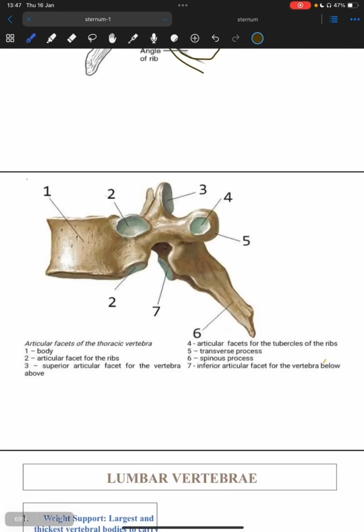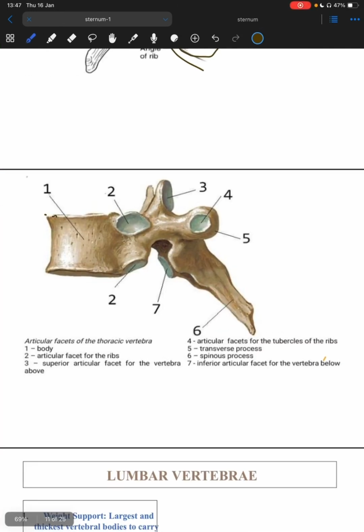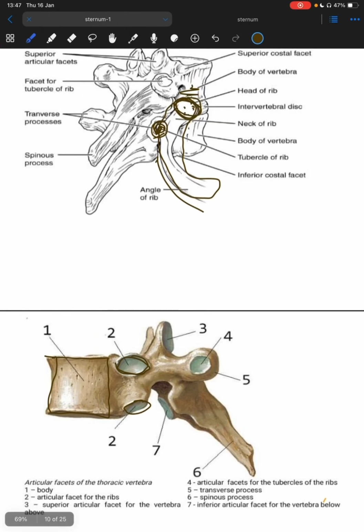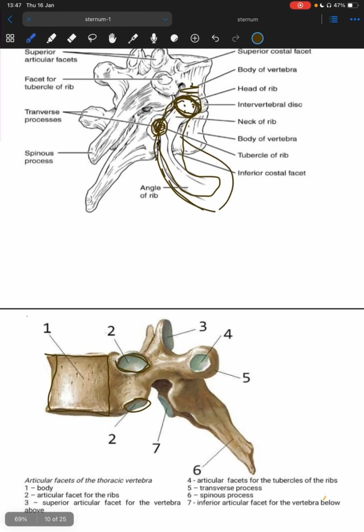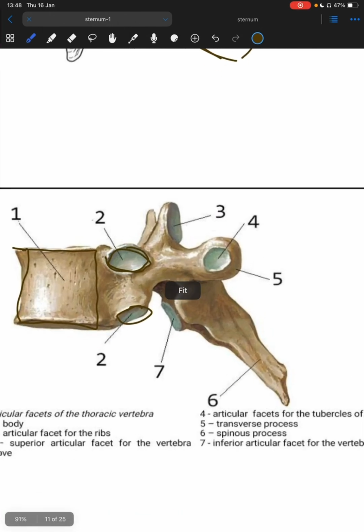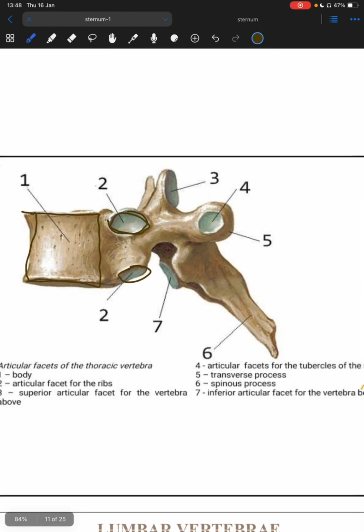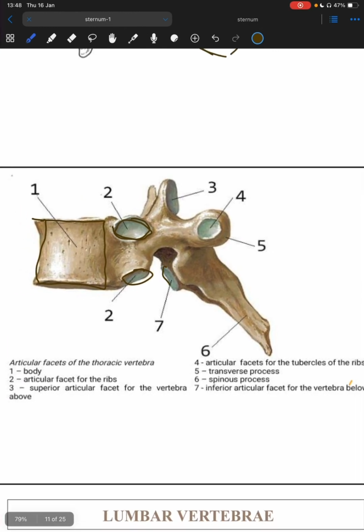So let's have a look at this picture. This is the body. As you can see, it's very much different from the cervical one. This second portion is the articular facet for the ribs. As you can see here, they are articulated with the ribs at this portion. The seventh is the inferior articular process for the vertebra below.